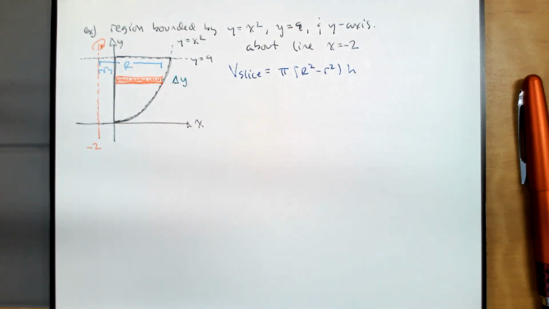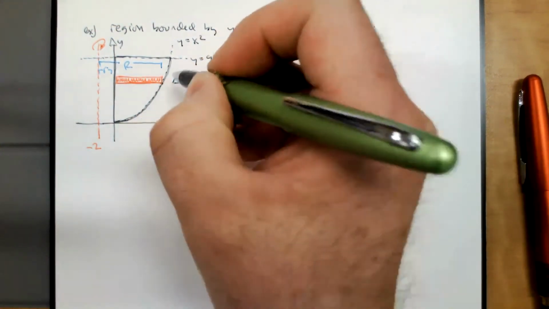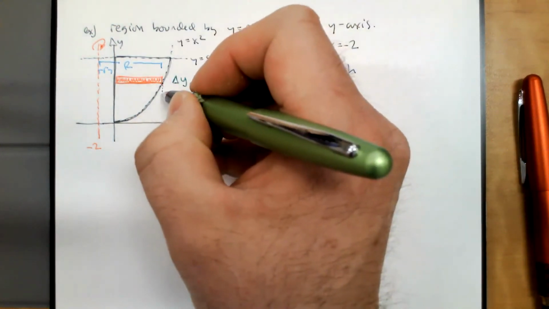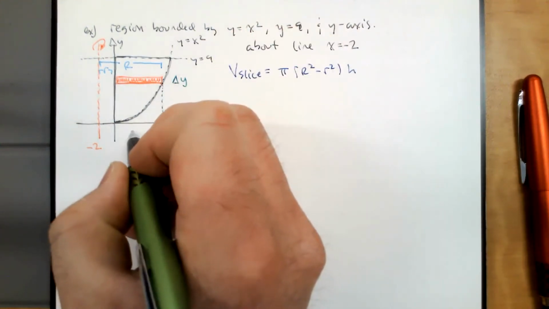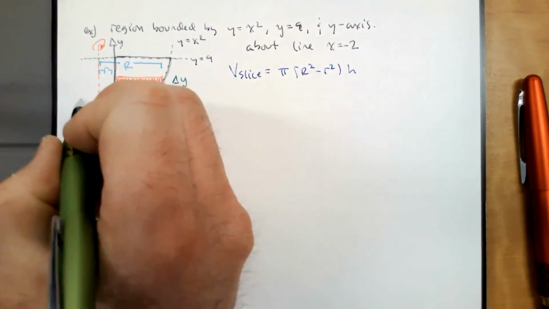Right now, I'm looking at my diagram. I don't know where x and y are. I need to label where x and y are. So I pick a point on the curve y equals x squared. And now I have labeled where x is and where y is.